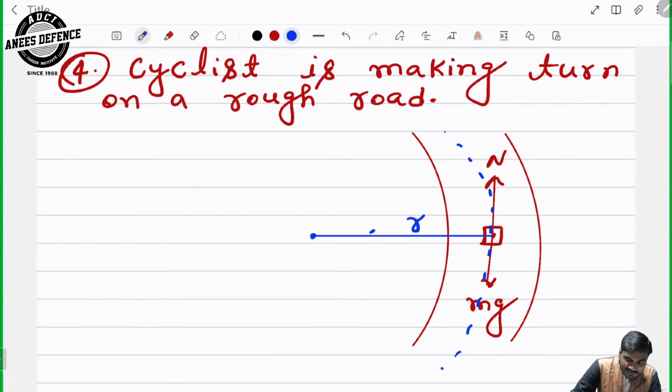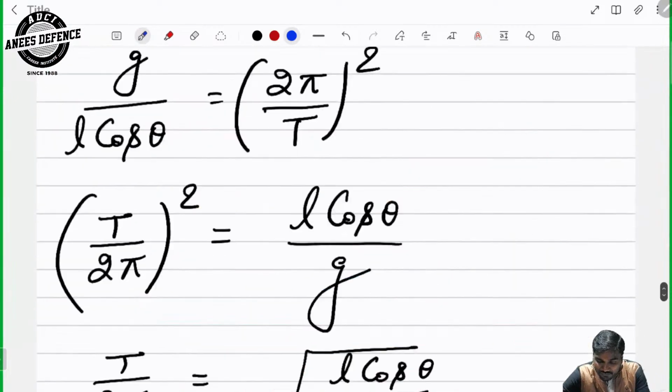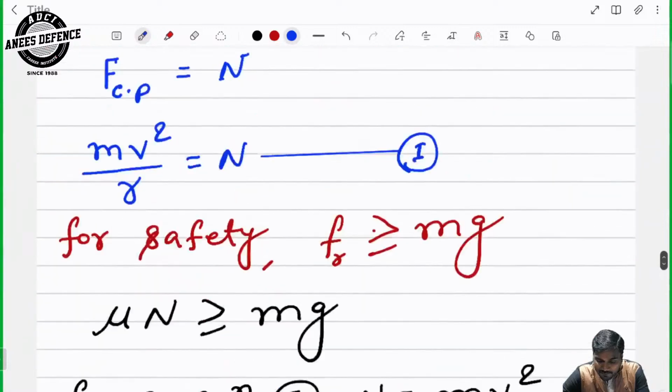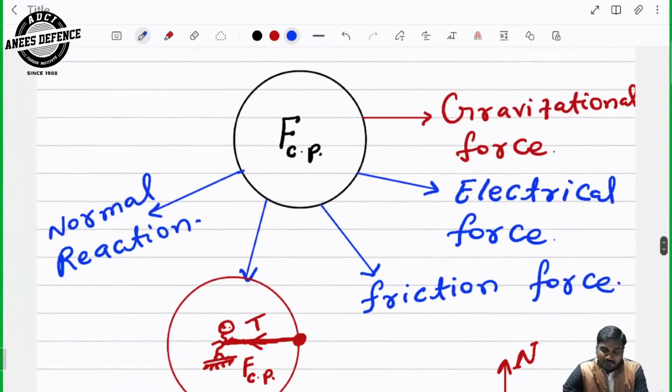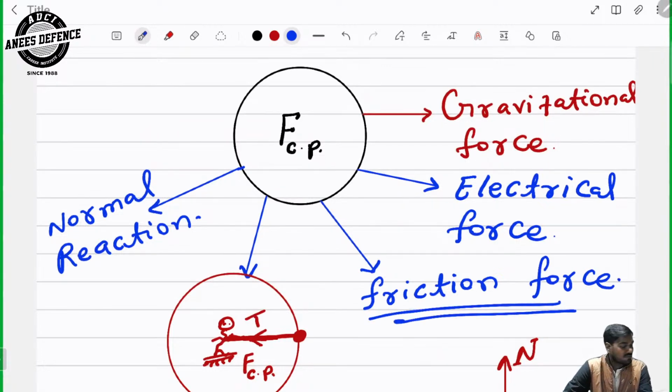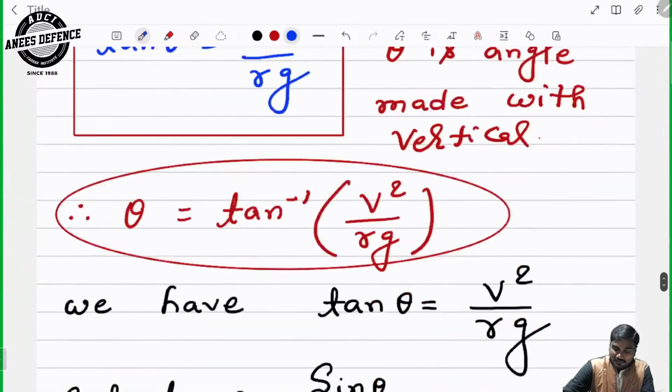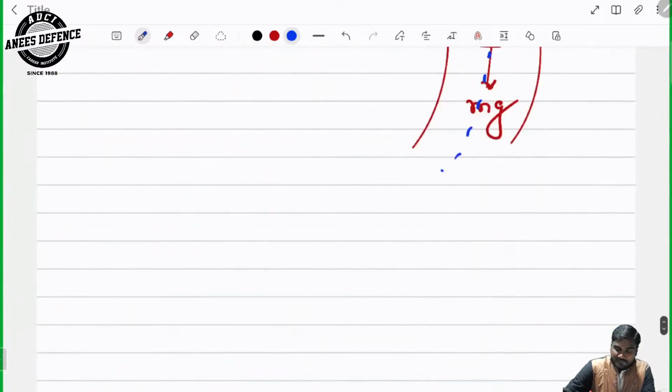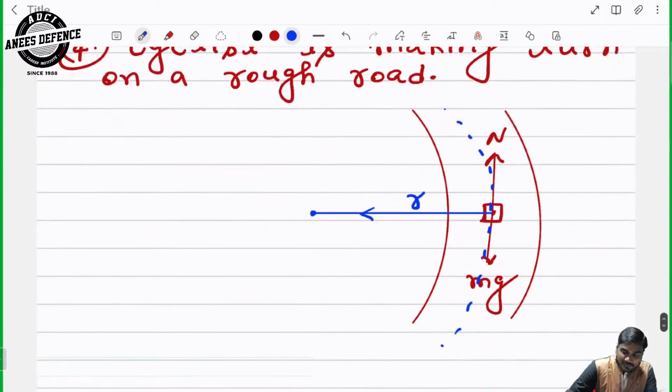So whatever force acting towards the center is nothing but what? Centripetal force. But what I told you, centripetal force may be gravitational, electrical, friction, tension, normal reaction. So in this case, centripetal force is nothing but what? Friction force. Right? So write down. Centripetal force is nothing but friction force.